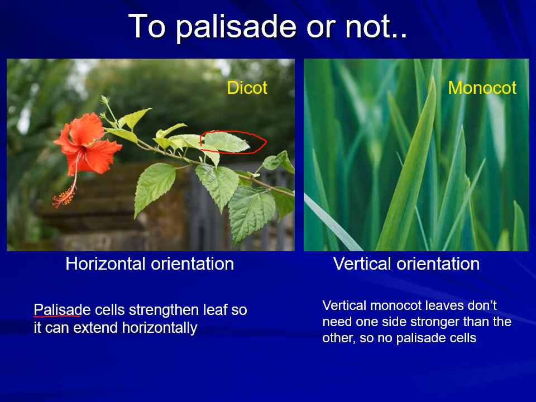Now, one of the key differences between monocots and dicots is that monocots do not have palisade cells. The leaves are typically oriented vertically. Think of the grass on a lawn in turf, or think of a daylily. The leaves are sort of narrow, they have parallel veins, and they're vertically oriented. They may arc over, but generally they are vertically oriented. So they don't need the extra strength of the palisade to keep them from sagging.